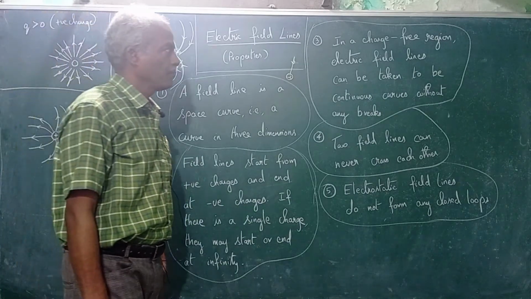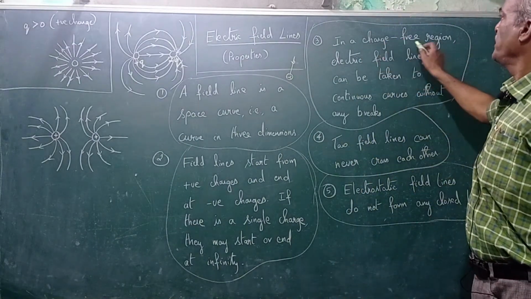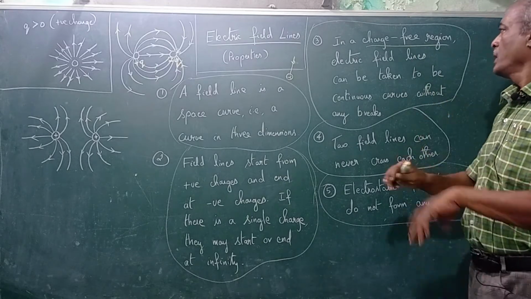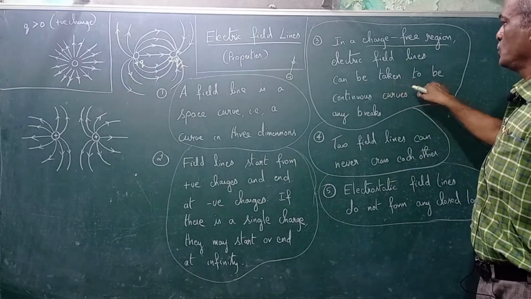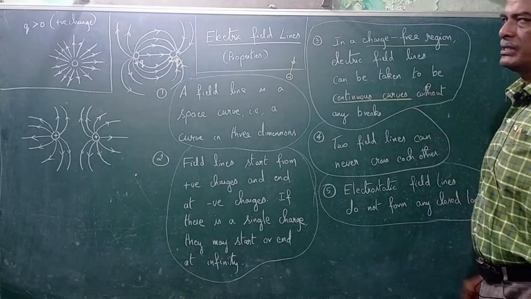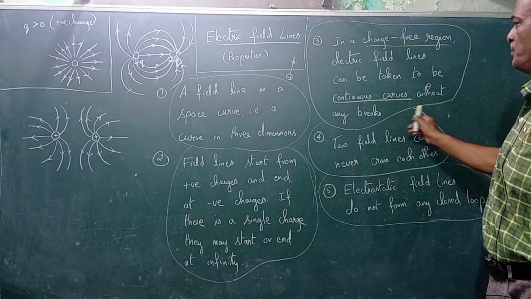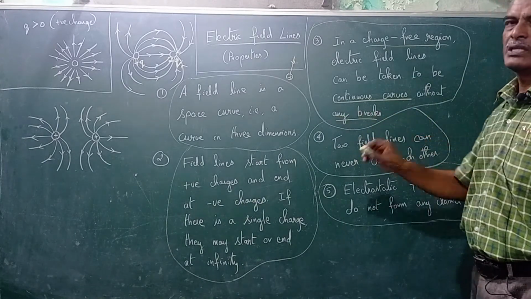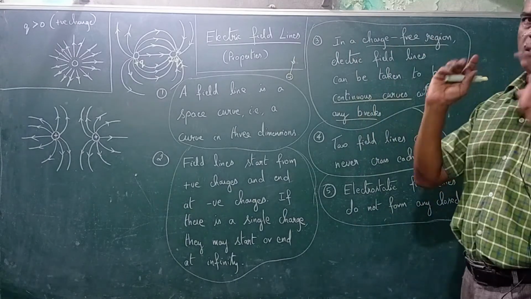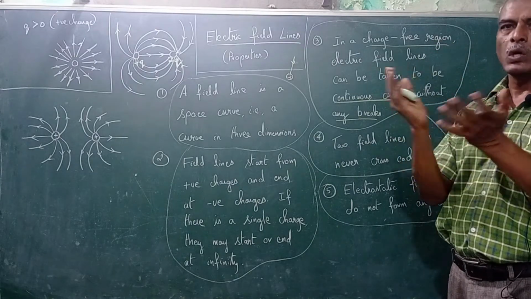Okay, that's the point. That is, if there is only one charge, they may start or end at infinity. Third point, in a charge-free region, charge-free means no charges at all in the space, electric field lines can be taken to be continuous curves. It is a continuous curve, not a loop. It's a continuous curve without any breaks. So there is no break. That's the meaning, in the charge-free region.